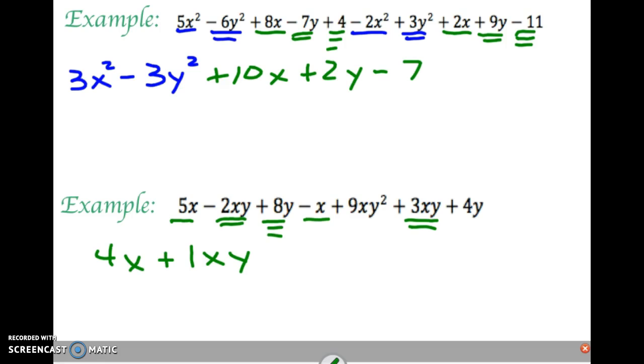Let's see, we got the 8y and the 4y. 8 plus 4 would be 12y. And that leaves us a 9xy squared, which matches up with nothing, so we just have to carry that down.